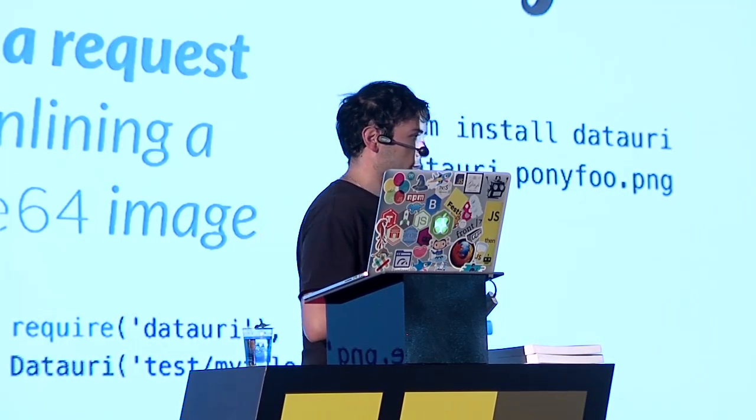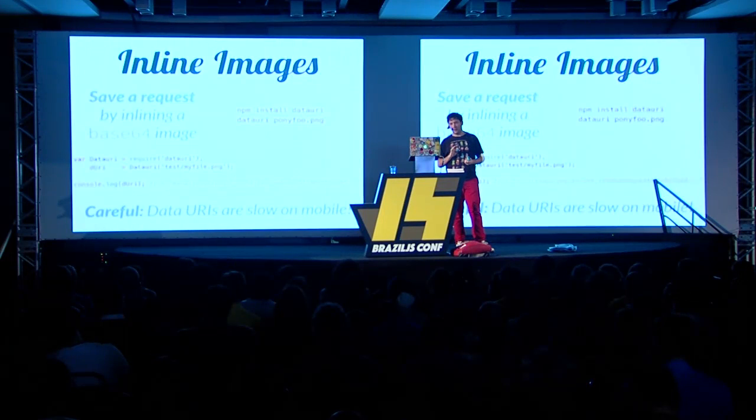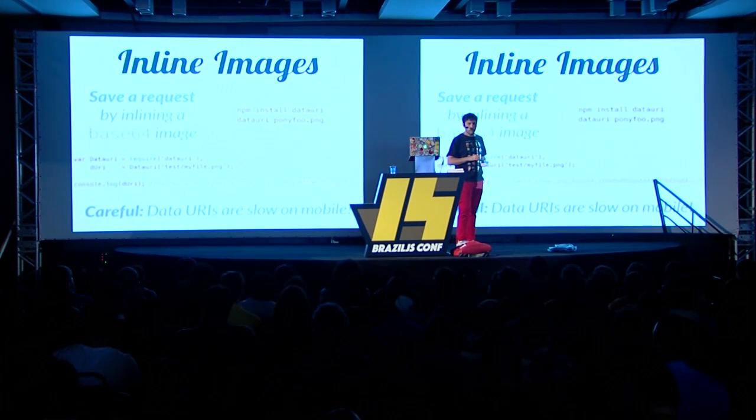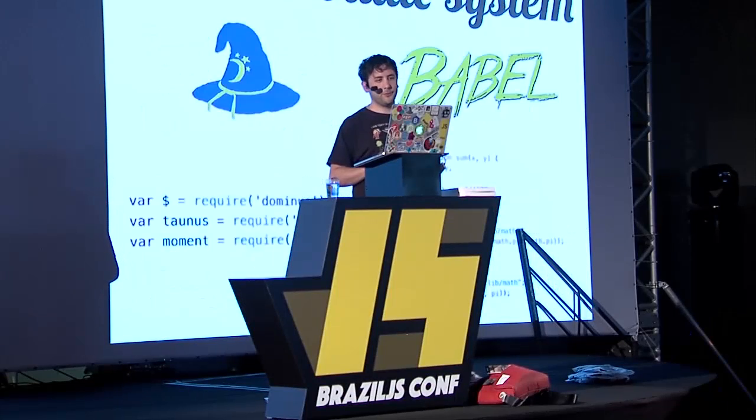You can inline images with base64 using the data URI module. Again, it has API, CLI, all the things. You just run it against a file and it gives you back the data URI. So it's pretty easy to use.